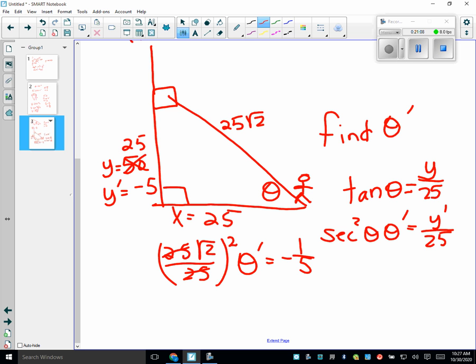Where did you get the negative 1/10? It is y prime over 25, and y prime was negative 5. So basically what I have is 2 theta prime is negative 1/5, isn't it? Theta prime equals negative 1/10. Are you supposed to say an answer? Oh, my bad. Now correct.